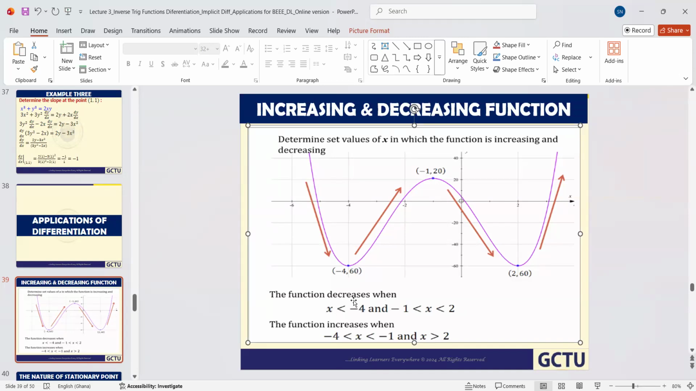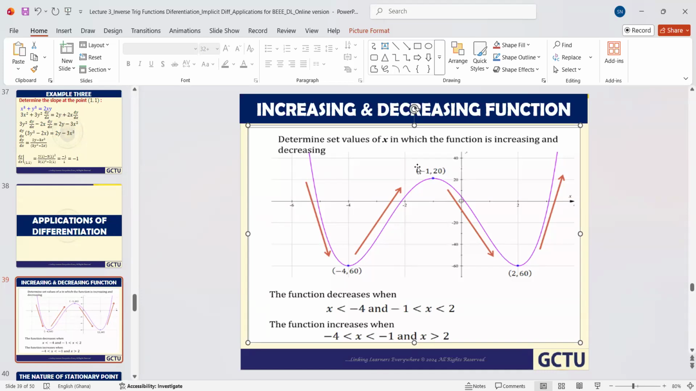So x is decreasing from -4, from here, from -4 all the way up to, and between -1, all the way up to 2, positive 2. The arrow coming down is a decreasing function. So from here, all the way up to this, x less than -4. So from -4 all the way to infinity, x is decreasing. And then from the value 1 all the way up to the value 2 is decreasing.